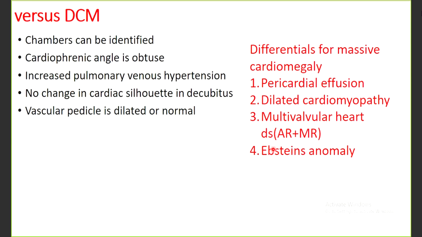Now, it is very common that we will at times be confused between large pericardial effusion versus dilated cardiomyopathy versus multivalvular heart disease, especially combined valve regurgitant lesion, versus Ebstein's anomaly. So, based on how you analyze the X-ray, we have to carefully dissect the X-ray and identify what is the cause of this huge cardiomegaly.